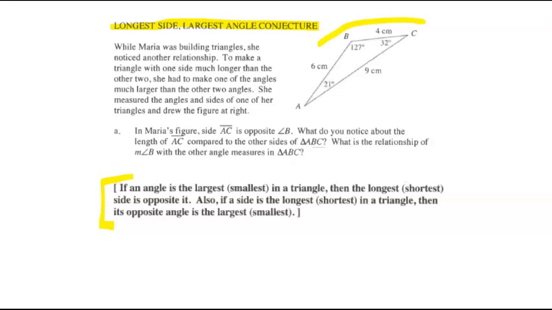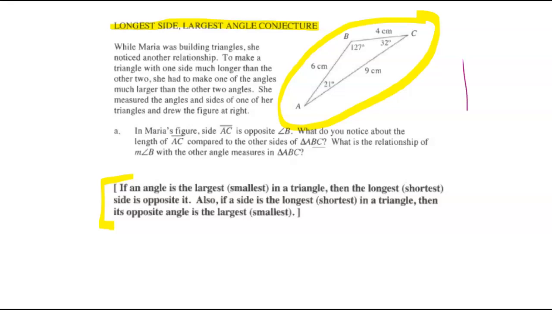So again, you can kind of copy this picture down. Notice that angle B is the larger angle, 127, and notice that the side opposite the larger angle is number 9. The smallest side is 4. Notice that the smallest angle is 21, right? So longest side goes with largest angle, and we can always look at that.